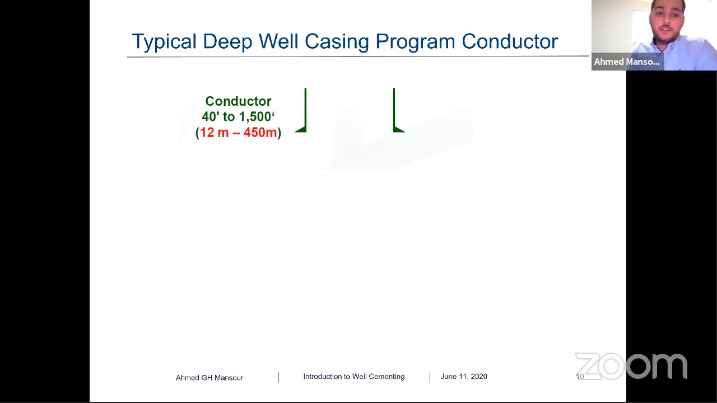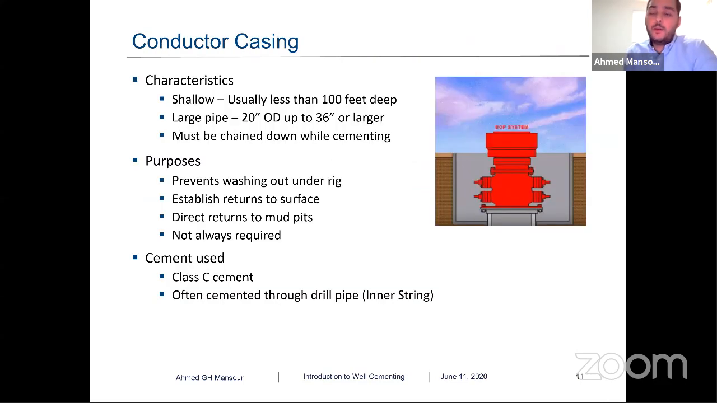So conductor casing, usually it's from 40 feet to 1500 feet. The average depth for the conductor casing is around 200 feet. The size is from 20 to 36 inch. The main purpose of doing conductor cement is to prevent any washout under the rig. Sometimes when we start drilling without a conductor, the rig could collapse or there is washout under the rig, and this is the problem. So that's why we do a conductor and cement for the conductor. Usually we use Class C cement without any chemical additive, so it's a cheap cement job.